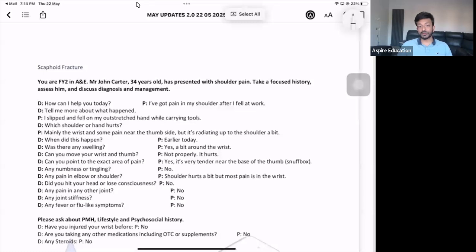Okay, right, great. Now this one, a scaphoid fracture. So you are in A&E, this patient is Mr. Carter, age 34, who has presented with sometimes shoulder pain, or sometimes they will say a pain in the hand actually. Take history, assess him, and discuss the management.